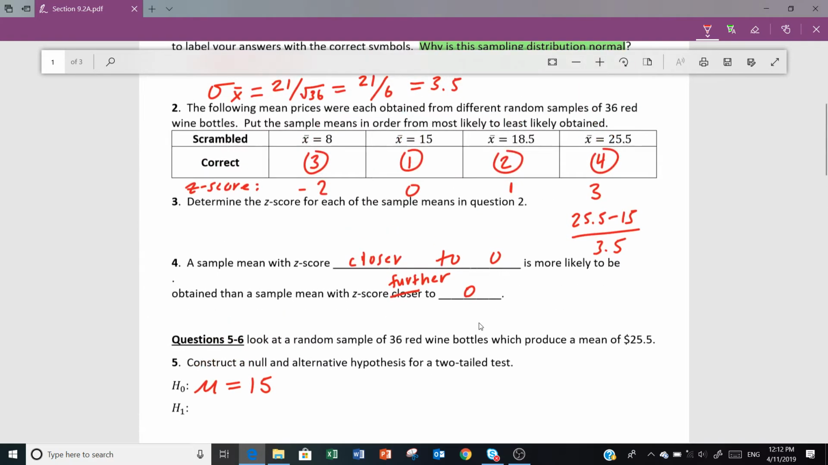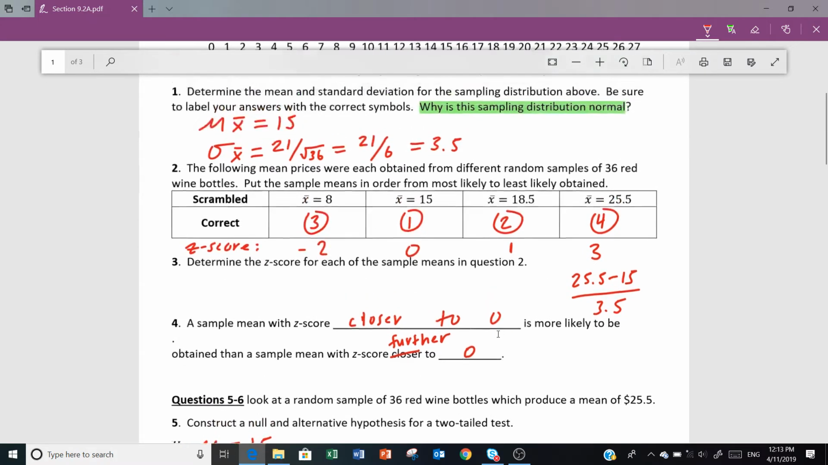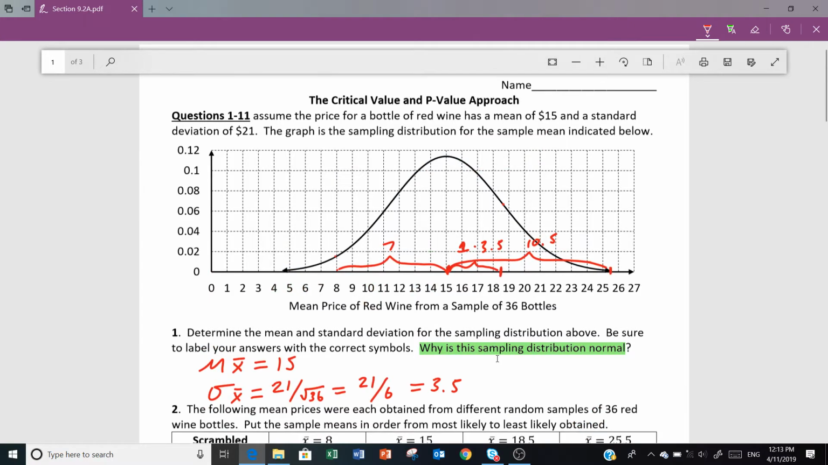I'm going to explain. Why is it 15 and not 25.5? There are two reasons. First of all, this is the population mean. We always do hypothesis testing for the population mean. We go to the top. The population mean was 15. See, assume the price for a bottle of red wine has a mean of 15.